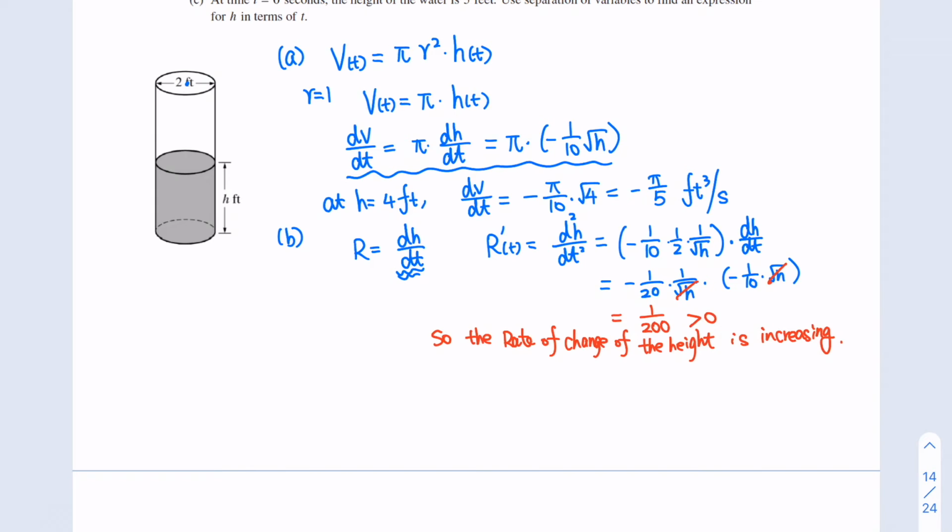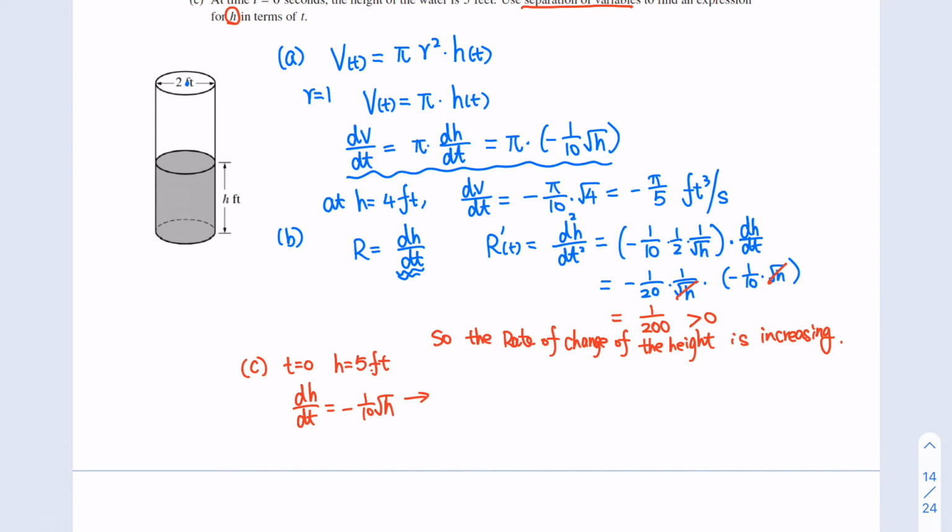Let's look at part C together. At t equals 0 seconds, the height of the water is 5 feet. So at t equals 0, h equals 5 feet. Use separation of variables to find an expression for h in terms of t. Given dh over dt equals negative 1 over 10 square root of h.